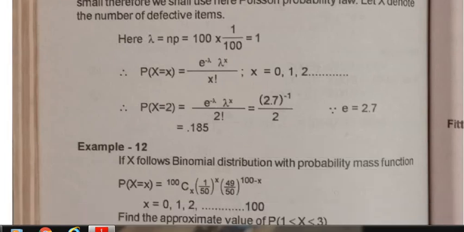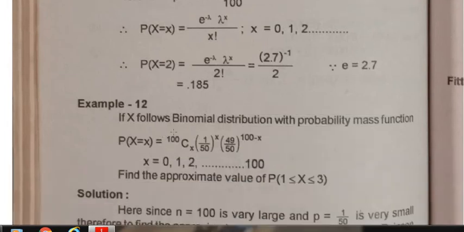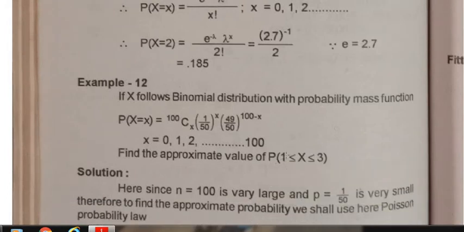Let us take another example. If X follows binomial distribution with probability mass function P(X = x) equals 100 C x into (1/50) to the power x, (49/50) to the power 100 minus x, where x takes the values 0, 1, 2, 3 up to 100, find the approximate value of P(1 ≤ X ≤ 3). That means we have to find the approximate probability of 1 ≤ X ≤ 3.